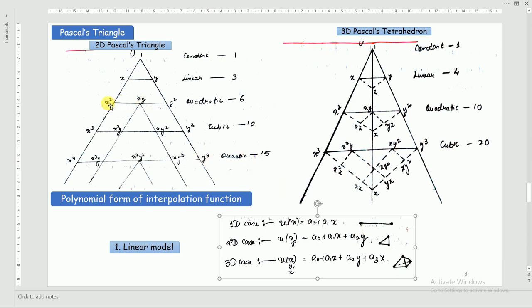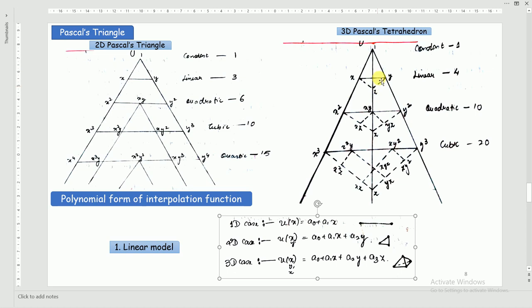And in the center, when you move from left to right, the x term is reducing. First it is order 2 here, then 1, then 0. Again when you move from right to left, y raised to 2, y raised to 1, y raised to 0. Same here: x cube, x square, x, x raised to 0. Same, y cube, y square, y raised to 0. Same here: x raised to 4, x cube, x square, x, and x raised to 0. Same case here. So here only 2D is there, x and y.